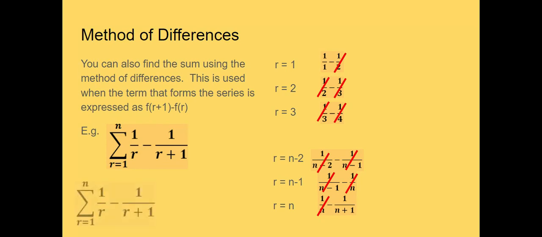So we can say this sum between r equals 1 and n of the expression there. And there we've got it, a very simplified expression. We've used the method of differences to find that.